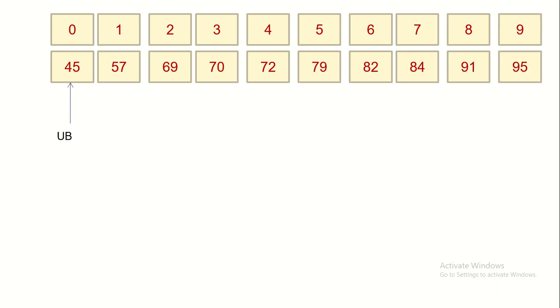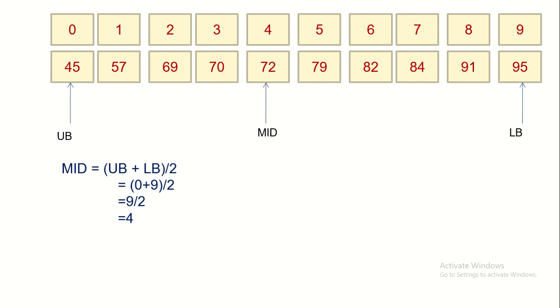Here I have got 10 items, 0 to 9. Upper bound value is 0 and the lower bound value is 9. You have to see the address of the memory location. After finding the upper bound and the lower bound values, I have to find the middle element. Upper bound address is 0 and lower bound address is 9. I add upper bound plus lower bound and divide by 2 in order to find the middle element. So 9 divided by 2, the integer part is 4. I get the middle element value as 4, that is nothing but 72.